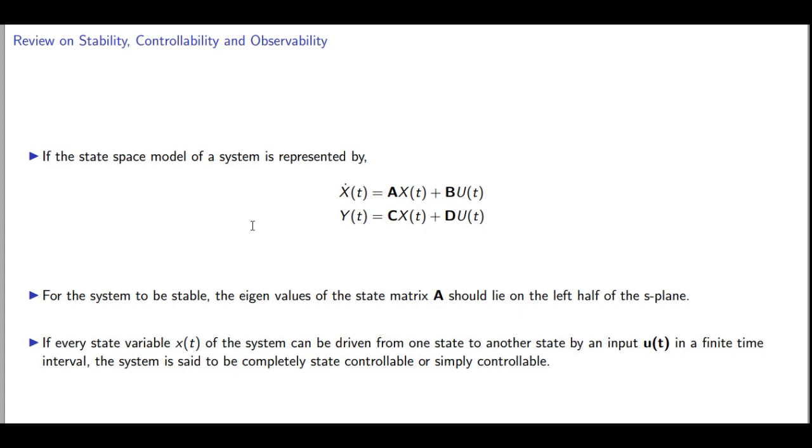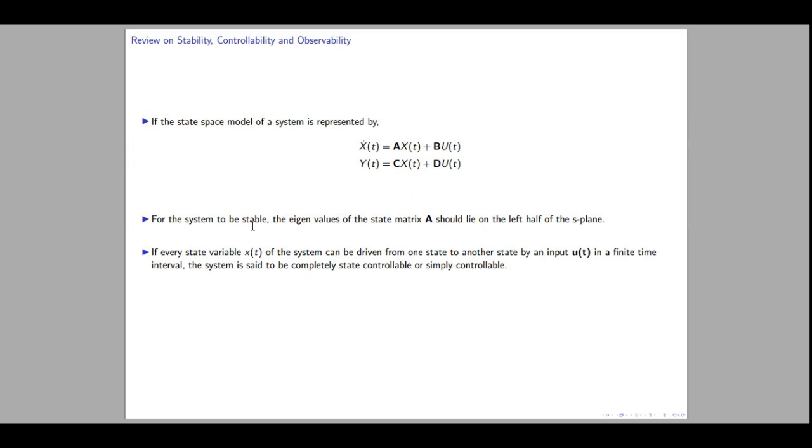Please understand. How do I know that my input is having the control over the state variables? The control input should be able to drive the state variable from one state to another state. Then only I can say that that input is having some control over the state variable. So that is why I defined: if every state variable of the system can be driven from one state to another state by an input in a finite time, it has to happen in a finite time, then I call the system a controllable system.